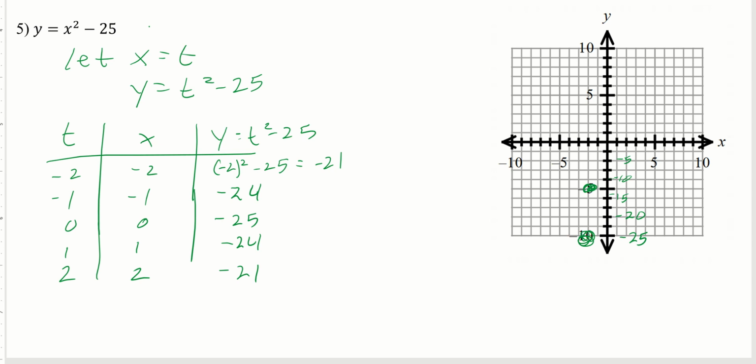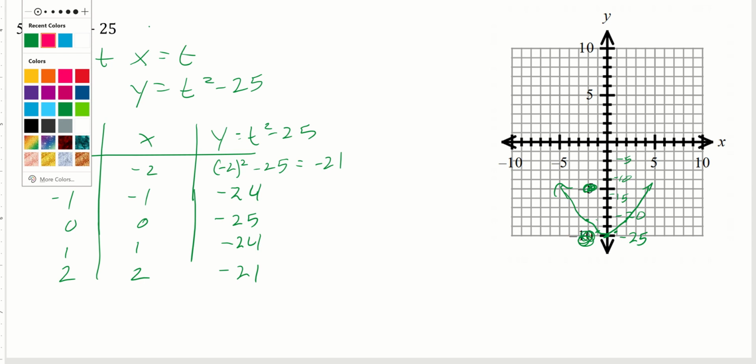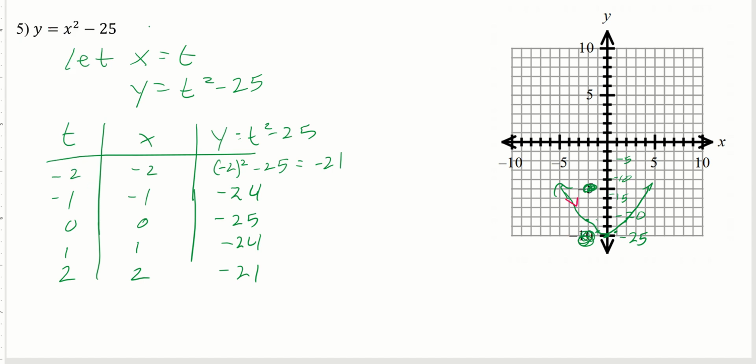A little bit hard to see, but that's okay. So at negative 2, we get negative 21, which is exactly right there. Negative 1, we get negative 24, exactly right there. And again, this is our beautiful parabola. And again, the green arrows tell you that the graph continues, but our graph went this direction, from negative to positive.